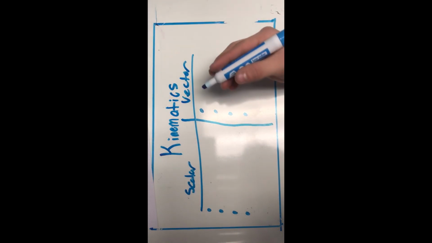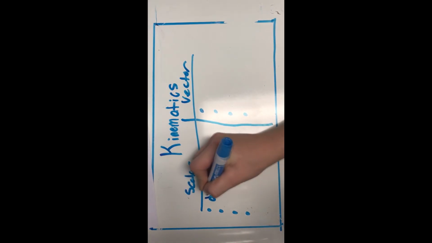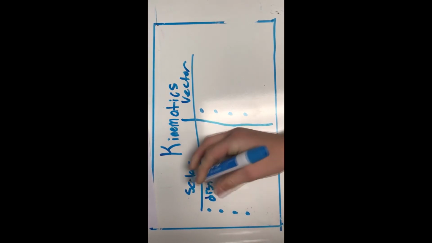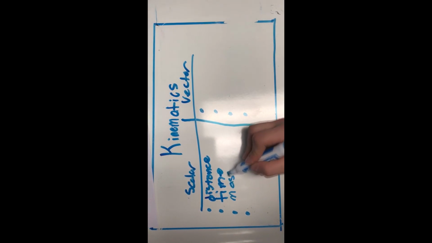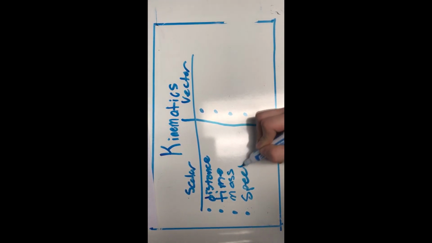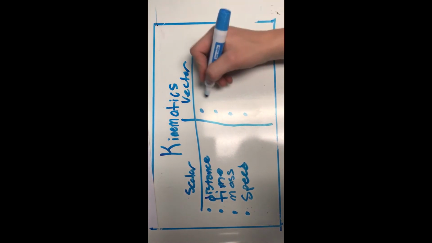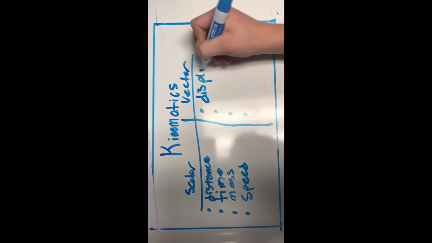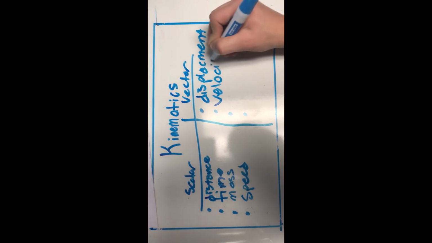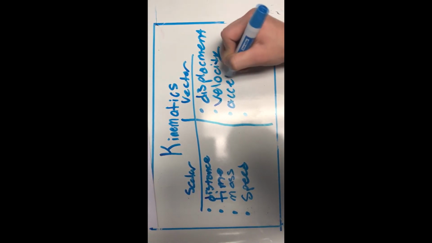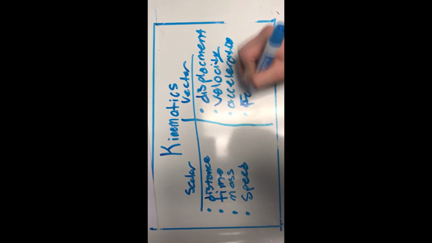A scalar measurement is a quantity that only has a magnitude. Some examples of this are distance, time, mass, and speed. A vector is a quantity that has a magnitude and direction, which is displacement, velocity, acceleration, and force.